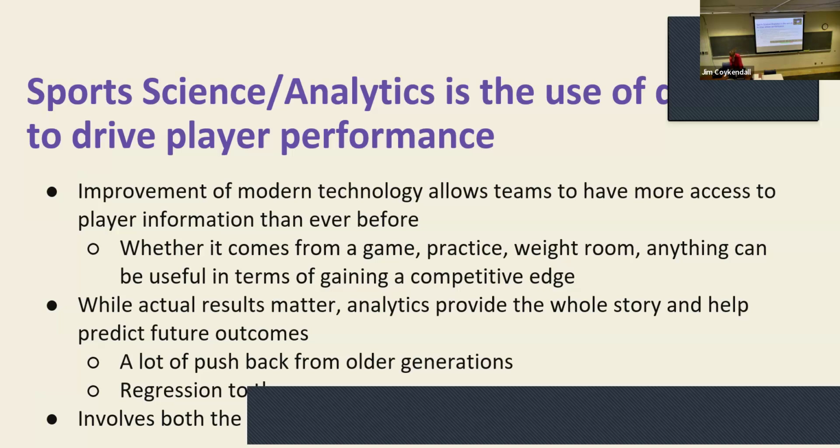And with the improvement of modern technology, teams have more access to player information than ever before. So whether that comes from a game, a practice, the weight room, nutrition, anything can be useful in terms of gaining a competitive edge over your opponents. And while actual results matter, I like to say that analytics provide the whole story and help predict future outcomes. There's a lot of pushback on the rise of data analytics in sports, especially from older generations, because the idea is that the game is played on the field and not on the computer. And I understand that, at the end of the day, results do matter, but in sports like baseball, a lot of the stats that we use are expected outcomes, which means we're not taking into account what's actually happening, but rather what we expect to happen.